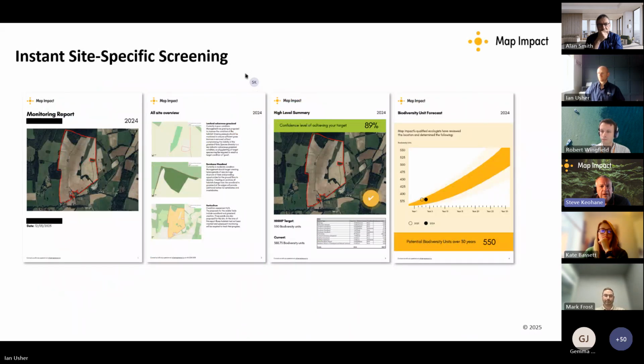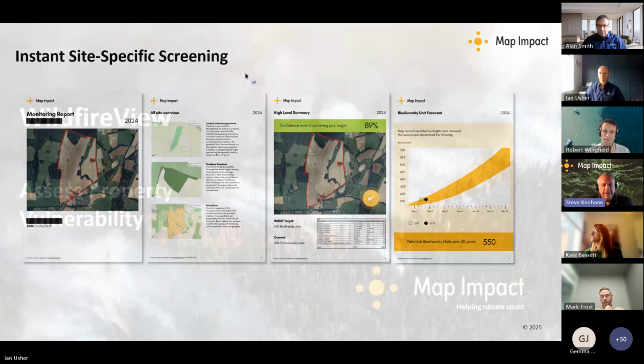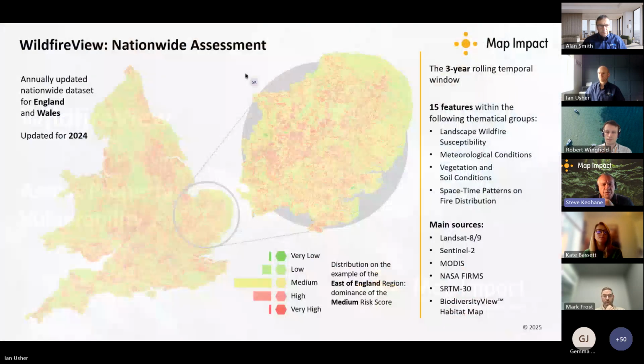In terms of reporting, we can produce the data onto dashboards, into discrete reports, pretty flexible really, and we work with platform providers, software providers, or we can produce static PDF reports if the demand so requests. Looking at Wildfire View, again, a national data set.